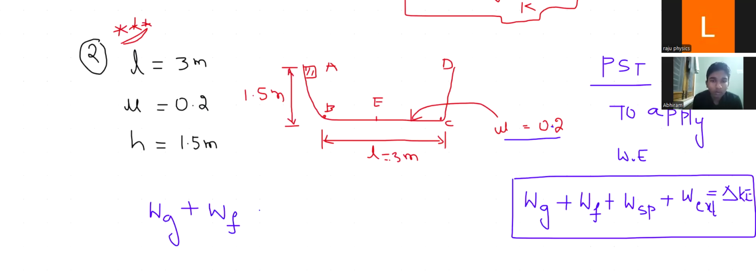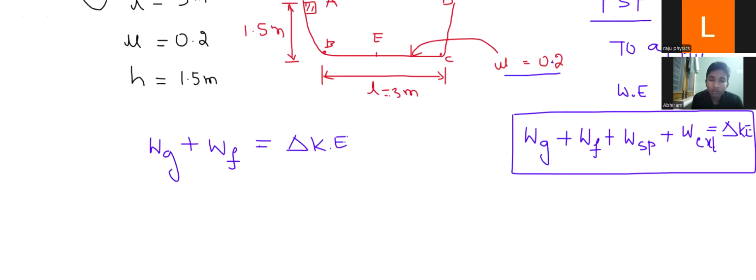No, sir. Spring force is also not there, and external force is also not there. Change in kinetic energy is equal to 2 in this problem. First, you can identify how many types of work are done for the given problem. That is important. Then it is easy to do the problem.